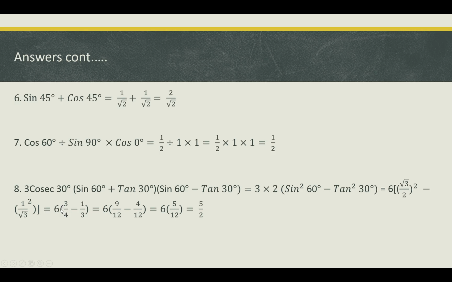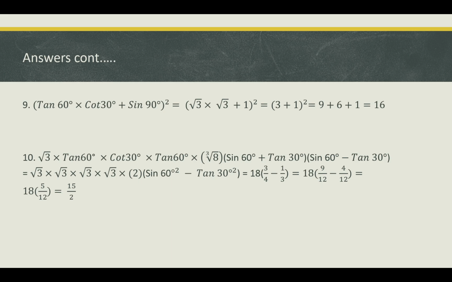So then it becomes 6 multiplied by 3 by 4 minus 1 by 3. Then it further simplifies to 6 multiplied by 9 by 12 minus 4 by 12, which is equal to 6 multiplied by 5 by 12. And then upon cancellation of 6 and 12 in the denominator, I get 2. So it becomes 5 by 2.